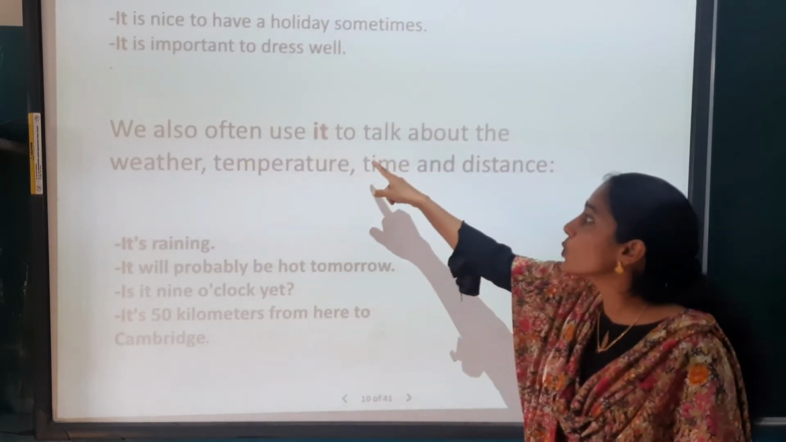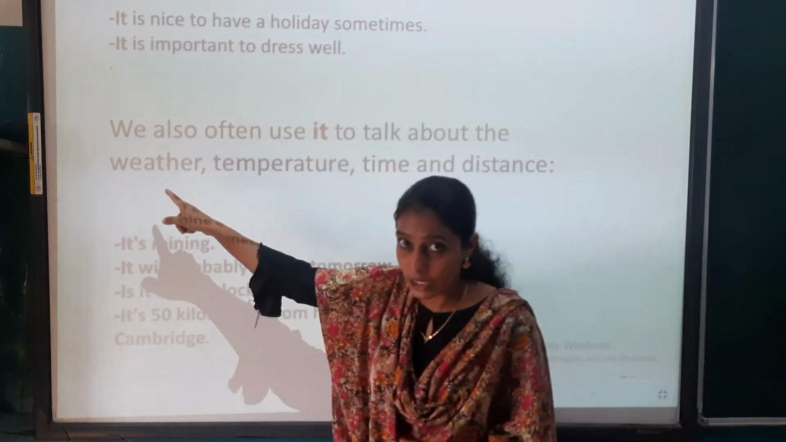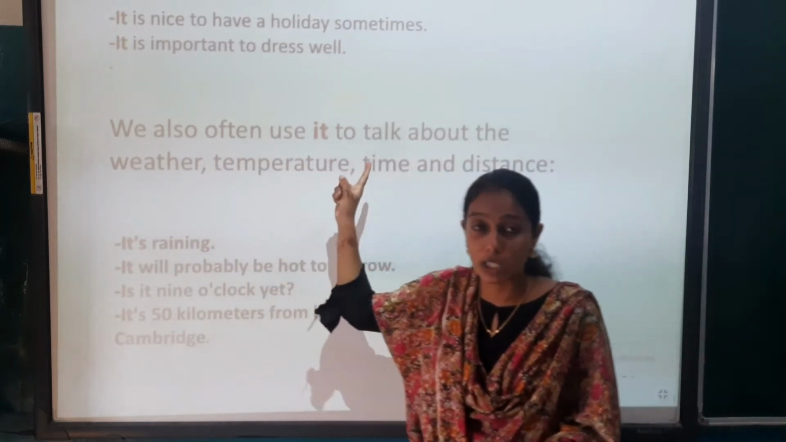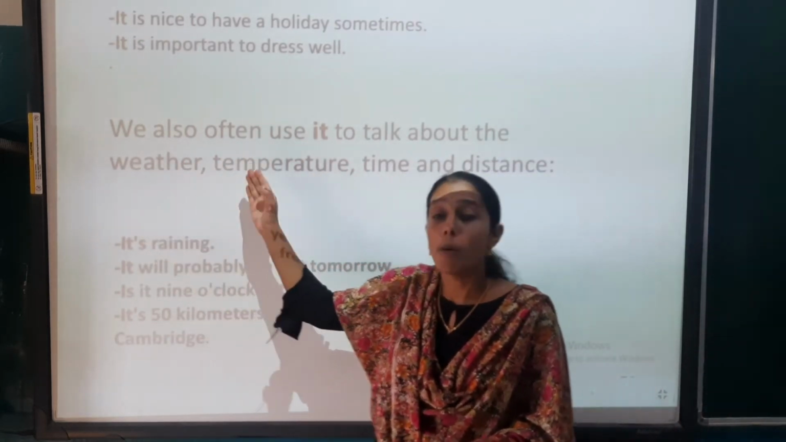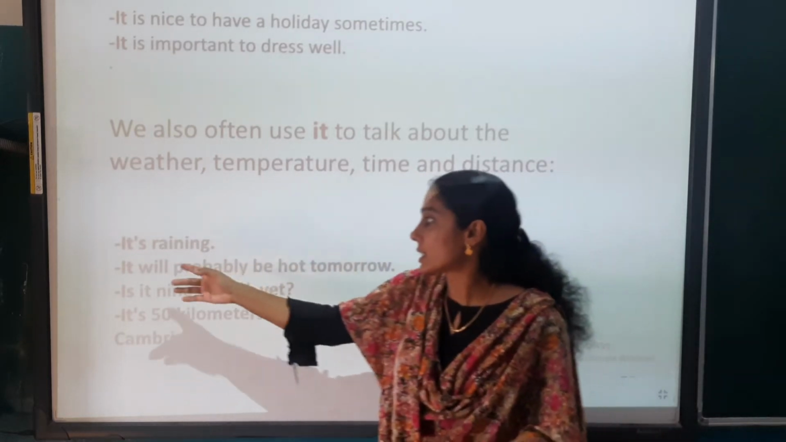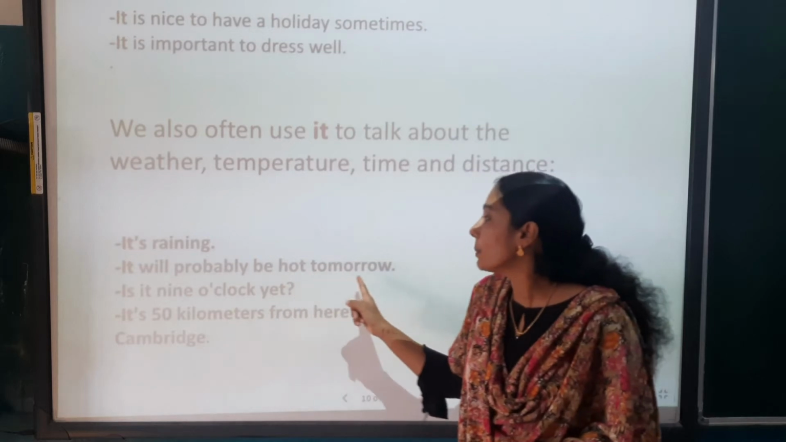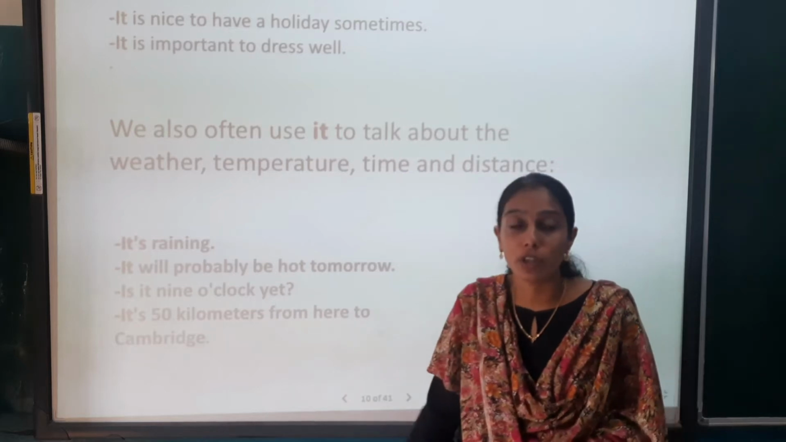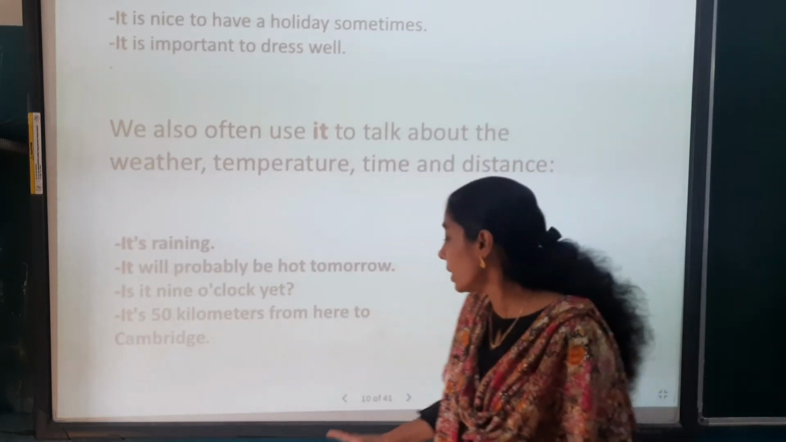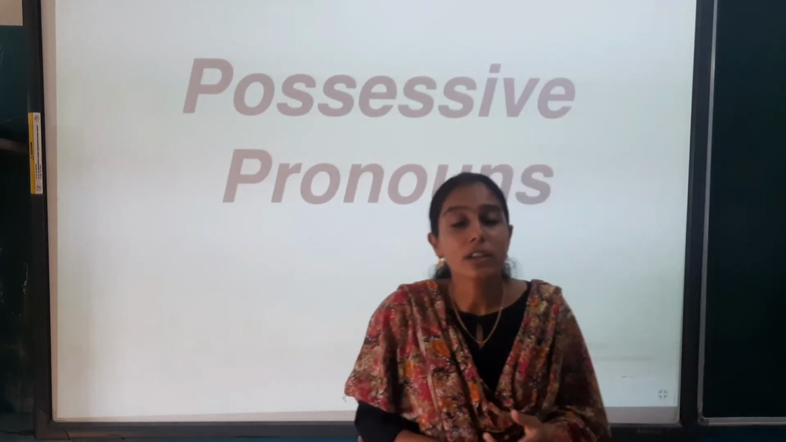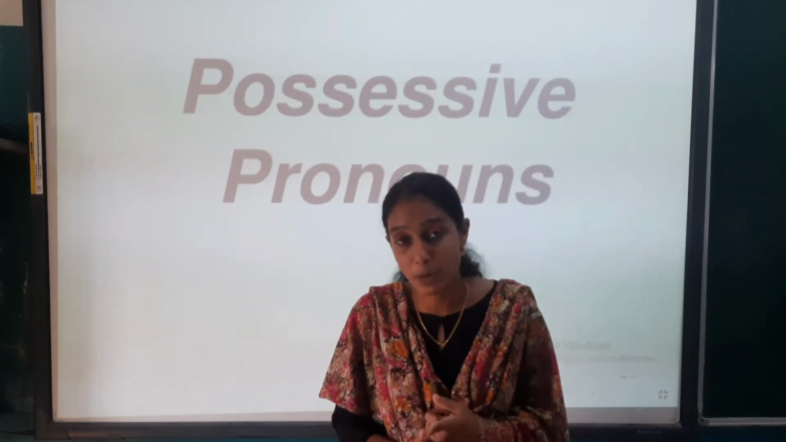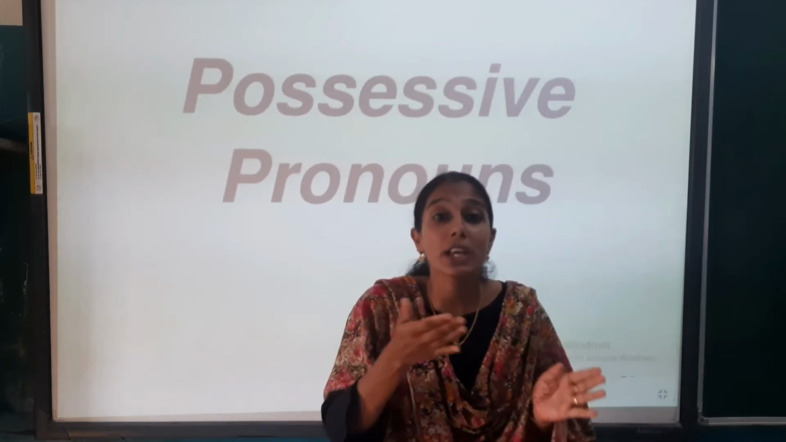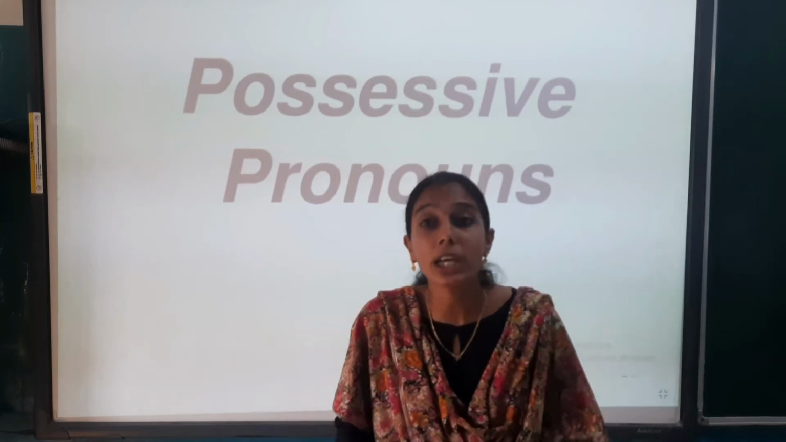We also often use it to talk about the weather, about the temperature, time and distance. It has a lot of uses when we are talking about weather, temperature, time and distance. It's raining. It will probably be hot tomorrow. Is it 9 o'clock yet? It's 5 kilometers from here to Cambridge. These are the examples of the word it. So children, the first one, personal pronoun, I have explained. What is a personal pronoun? A personal pronoun is used to replace the words about whom we are talking.